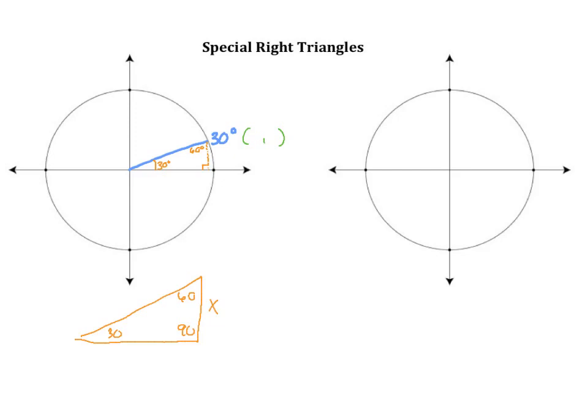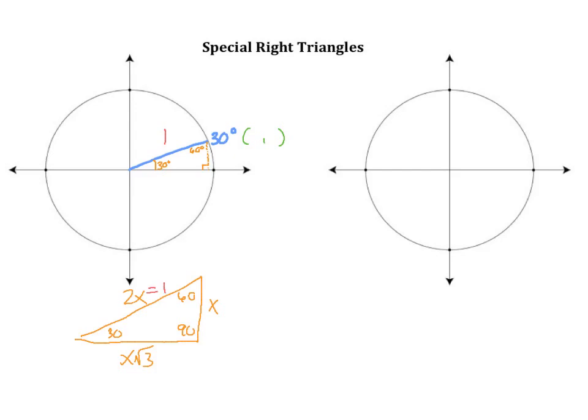If this side is x, this side is going to be 2x. And then the long leg is going to be x square root of 3. So now, looking at the unit circle, because this is a unit circle, I know that my hypotenuse is going to be 1. So I know that my hypotenuse, which is 2x, equals 1.